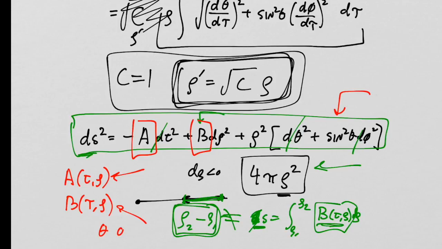And notice theta and phi are not part of A and B due to spherical symmetry. If they were, then you would be measuring weird things. As you move through time, it would depend where you were on the sphere. As you moved radially, it would depend where you were on the sphere. And that's not spherical symmetry. So we've reduced the metric to this kind of expression.